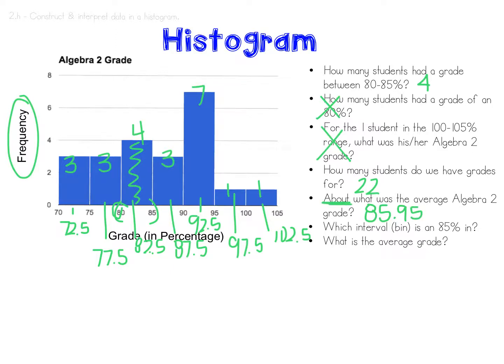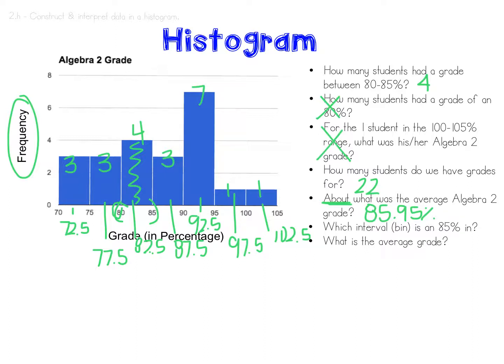So we're going to say, based off of this histogram, we're giving about an average grade of 85.95%. If that does not make sense to you, please make sure that you mark that so that we can talk about it tomorrow. All right, our next question, which interval or bin is an 85 in?